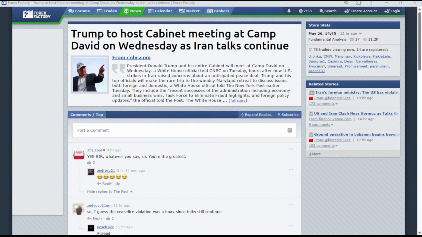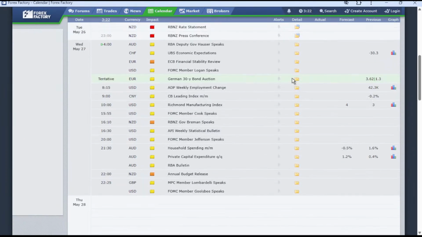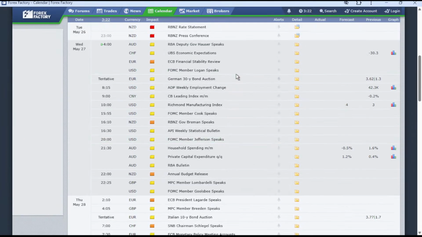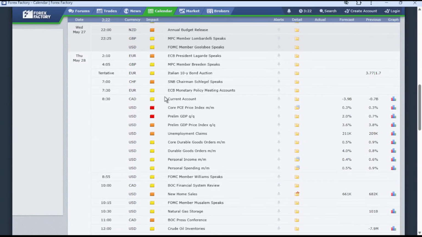Now let's look at the economic calendar. Economic calendar this, economic calendar that. Yeah, today is Tuesday. No high impact news.